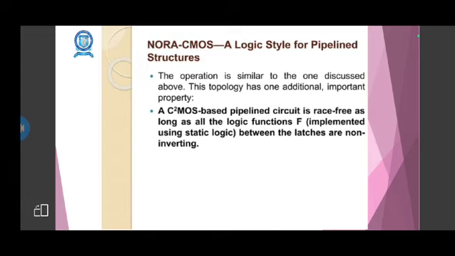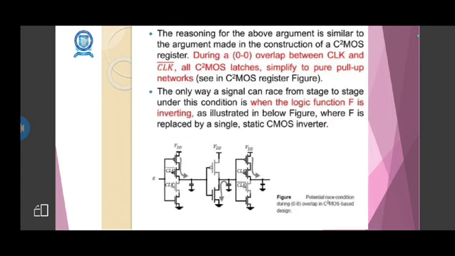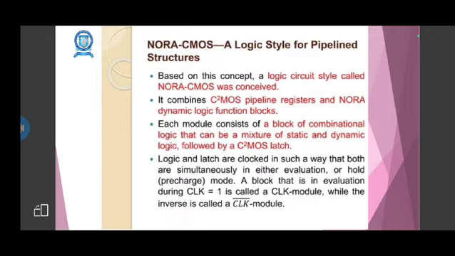This is the operation we discuss in the form of race-free functions, implemented in the form of logic functions. The reasoning for this argument is similar to the argument made in the construction of CMOS, and during the overlap between the clock and the clock bar, these latches are able to simplify to pull-up networks and pull-down networks. Based on this concept, a logic circuit is styled as NORA CMOS, which also has C2MOS pipeline registers and NORA dynamic logic function blocks, a mixture of static and dynamic logic.